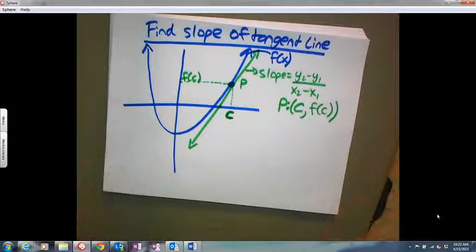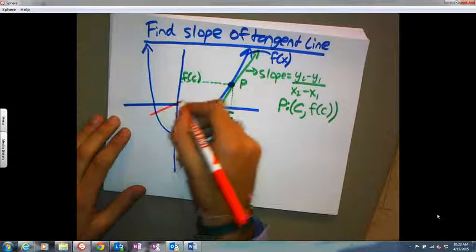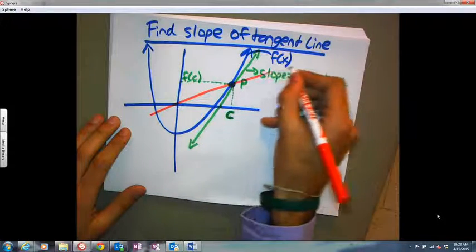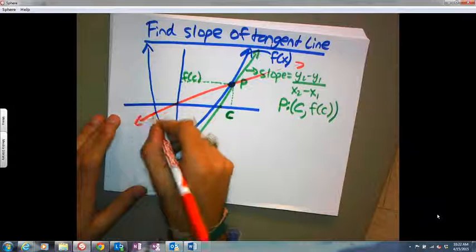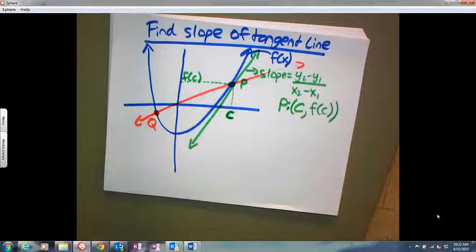So what if I did this? What if I drew this line right here? This line touches right here on this point Q. So I could find the slope of the red line by saying y2 minus y1 divided by x2 minus x1.